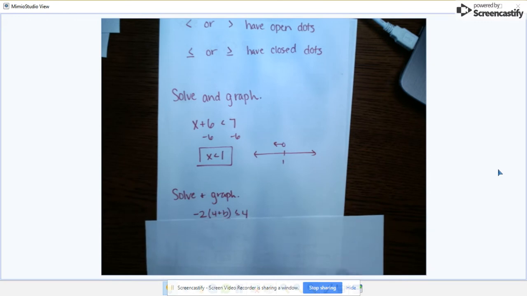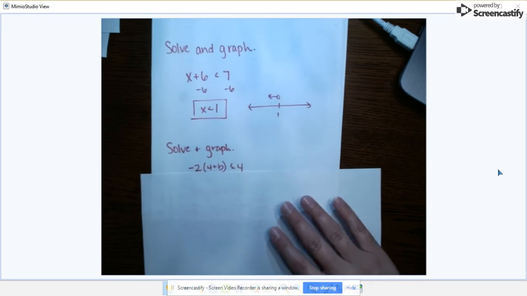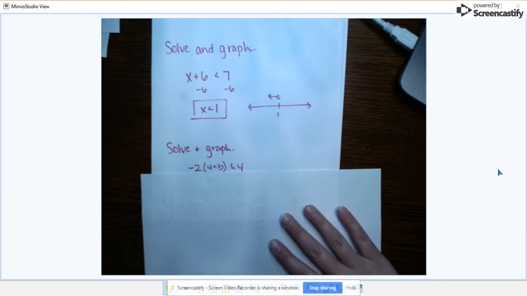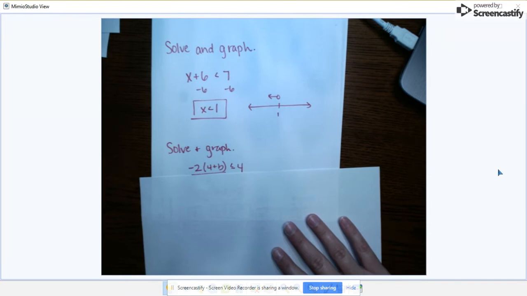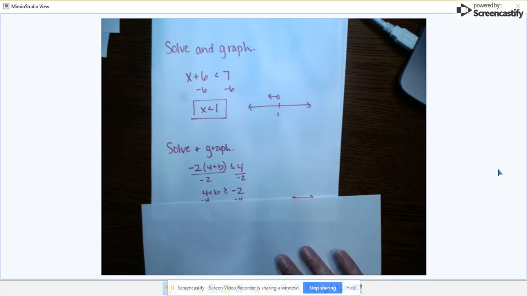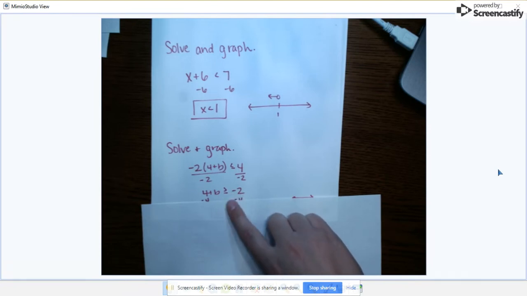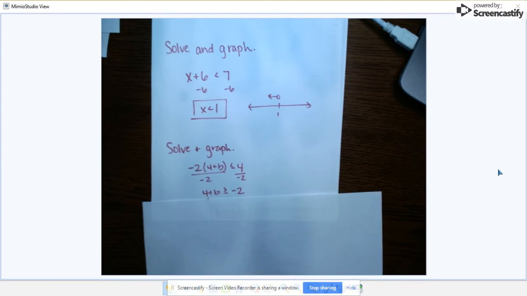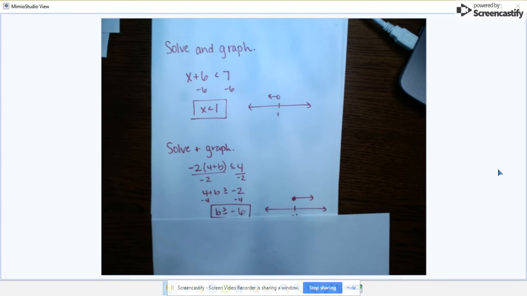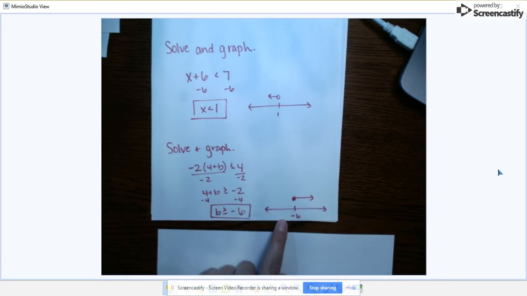Here's another one that's a little more complicated, a few more steps. So I went ahead and divided by -2 first. When you divide by a negative in inequalities, you have to make sure that you flip your sign. So this becomes 4 plus b on the left side. This inequality sign flips to be greater than or equal to, and then 4 divided by -2 is -2. Okay, now we can solve this like a regular equation, subtract 4 from both sides, and we get b is greater than or equal to -6. And there's your graph for that.